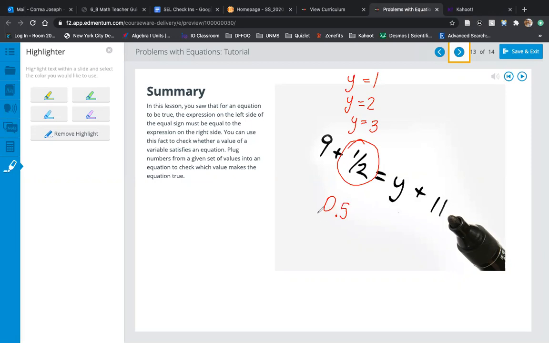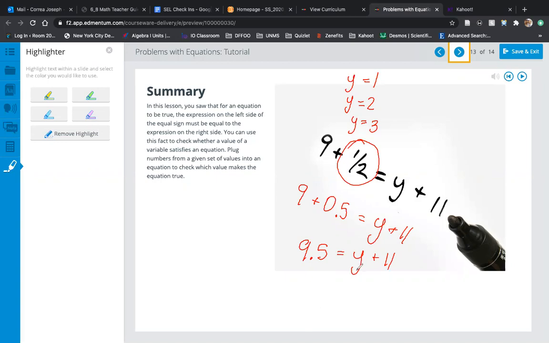It actually does tend to make things more simple, especially in high-level math classes. You're going to use fractions a lot more than decimals. But what I'm just saying right now is that if fractions scare you, maybe decimals are easier for now, until you get more comfortable with fractions. So I would say, okay, 9 plus 0.5 equals some number plus 11. So this is 9.5 is equal to some number plus 11.